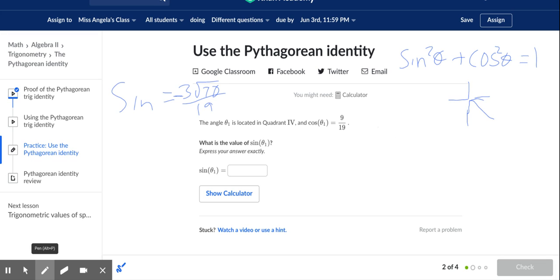Sorry, it's really hard to get things straight. I'm going to start over. Wow, okay. All right, so here's my triangle.